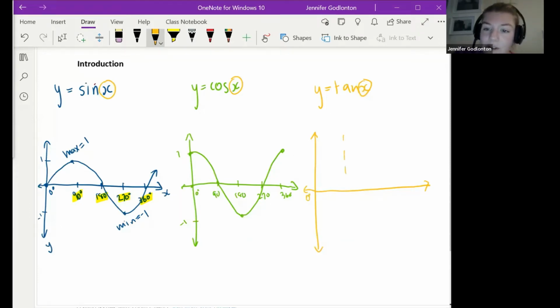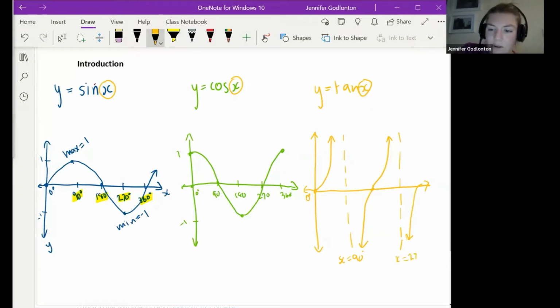Okay. So we have asymptotes in our tan graphs that happen every 180 degrees. Looks something like that. And then our tan graph is going to look something like this. Okay. And we have an asymptote there, and we'll have another asymptote there. So these are the three graphs that we're going to spend the next few weeks on. And today we're really just going to be focusing on this sine graph.